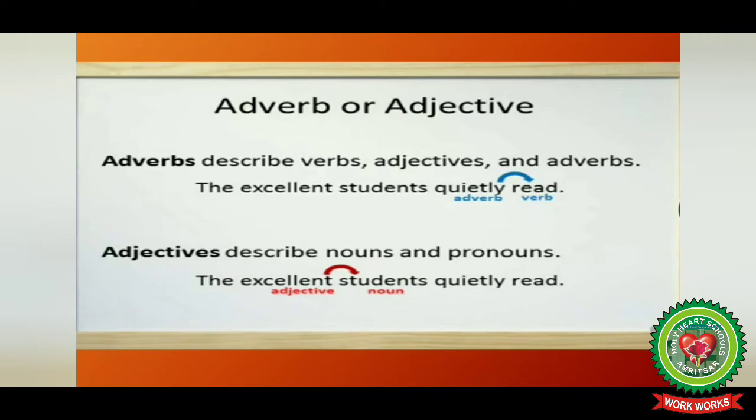Now, look at the same sentence but for an adjective in the sentence. The excellent students quietly read. Students, remember, an adjective describes a noun or pronoun. Students is a noun in this sentence and excellent describes students. Therefore, excellent is an adjective because adjectives describe nouns.